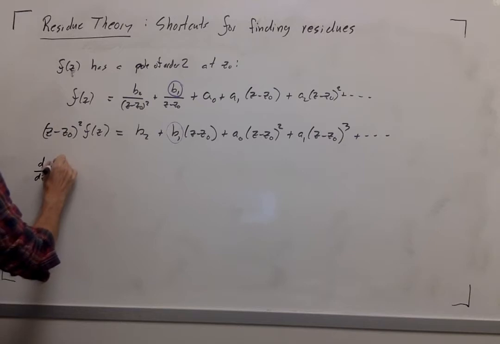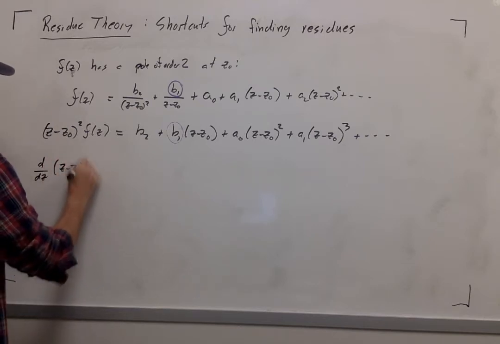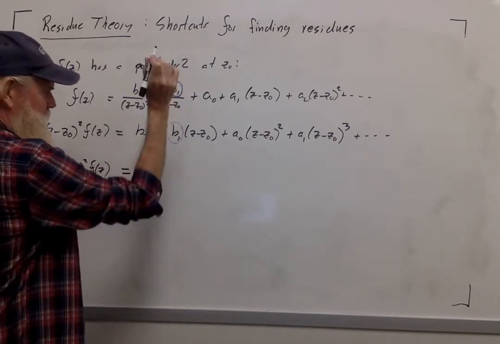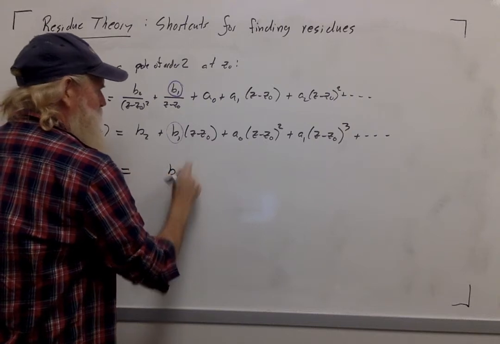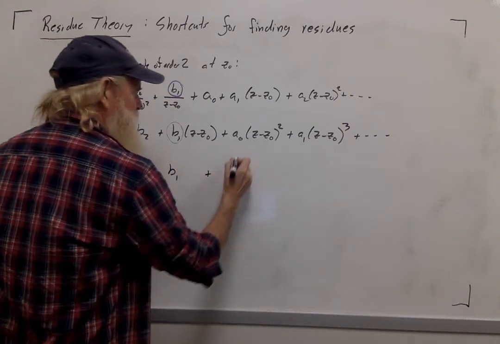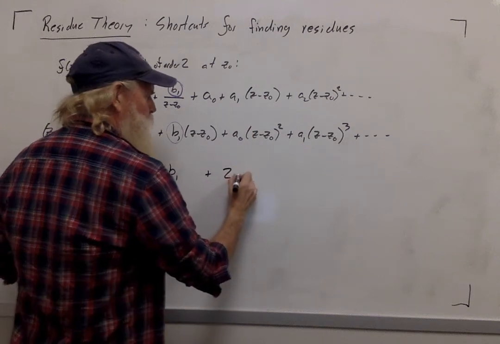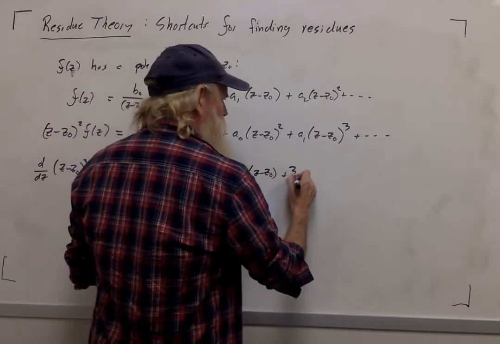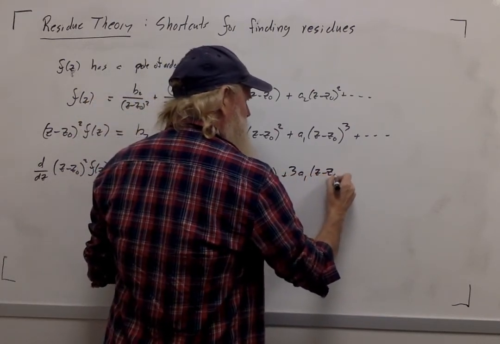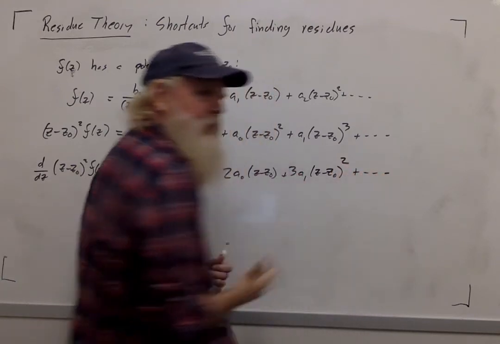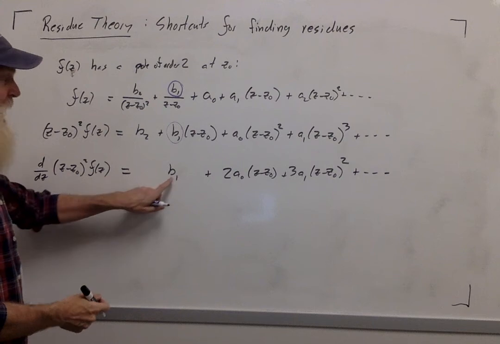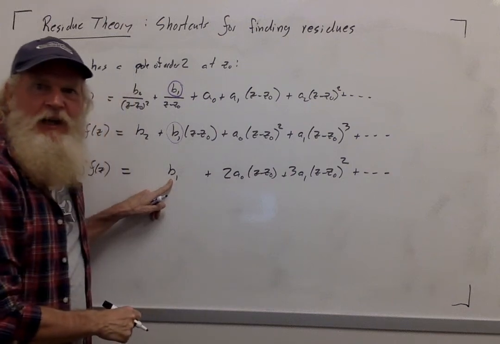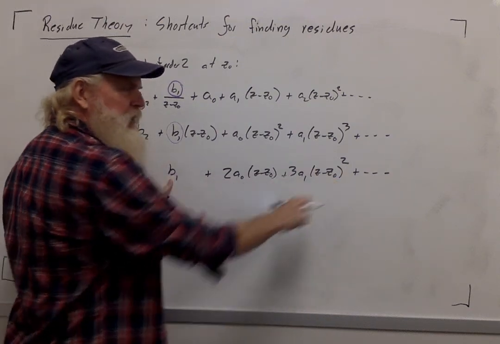So I'm going to take the derivative with respect to z of z minus z naught squared times f of z. And on the right side, the b2 is gone. I'll have b sub 1 times 1 plus, differentiating using the chain rule, 2a naught times z minus z naught to the first plus 3a1 times z minus z naught squared, and so on. And now, here's that b1 that I want. So I can simply set z equal to z naught on the right side. The b1 stays where it is, and all these other terms become 0.